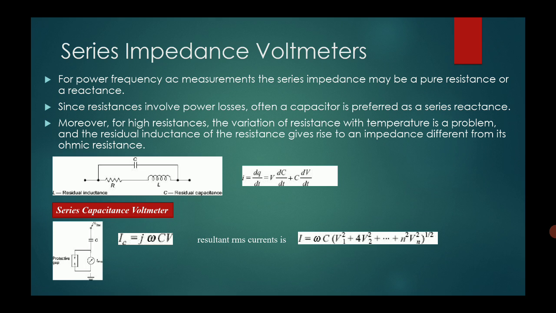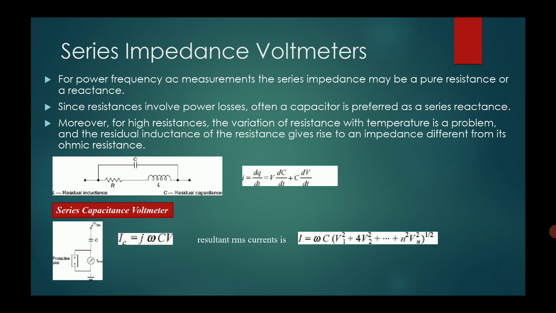So the total current through the voltmeter is given by i equal to dq/dt. That is nothing but V dC/dt plus C dV/dt. The similar expression we have seen in the previous class.